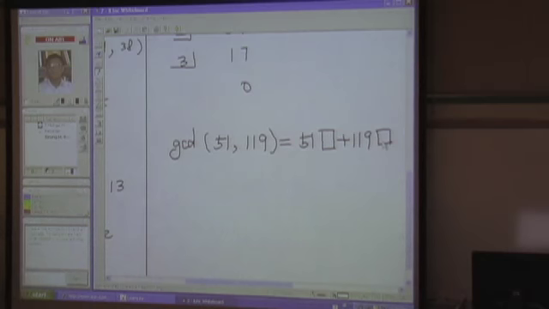Why do we care about this thing? Because GCD can be written in terms of a mathematical expression, right? So I want to specify x and y. So find x, y satisfying this. It's an example of a Diophantine equation.